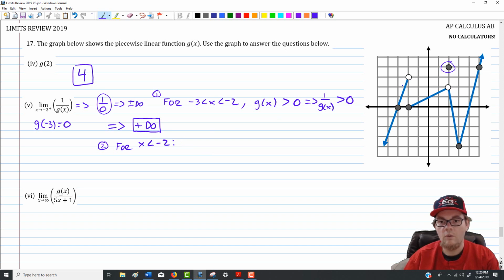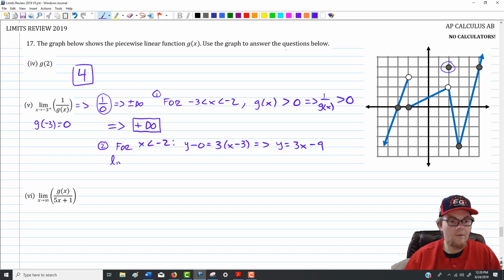So looking at the equations that we have, I'm going to say that the line is y minus 0 equals 3 for the slope, because it's going up 3 over 1, quantity x minus 3. That means that our equation is y equals 3x minus 9. So for us, that means we're trying to evaluate the limit as x approaches negative 3 from the right side of 1 over 3x minus 9.